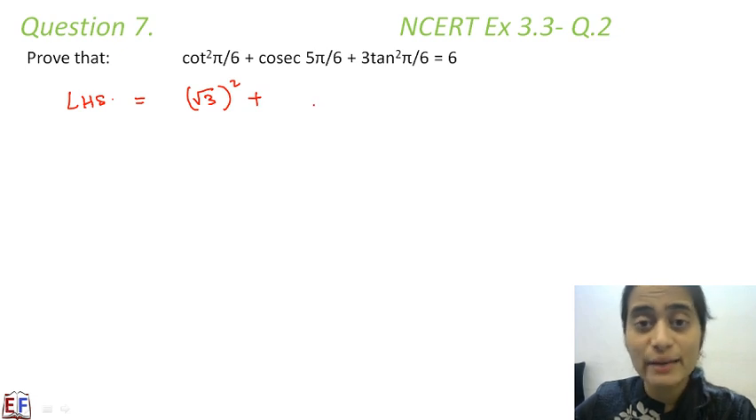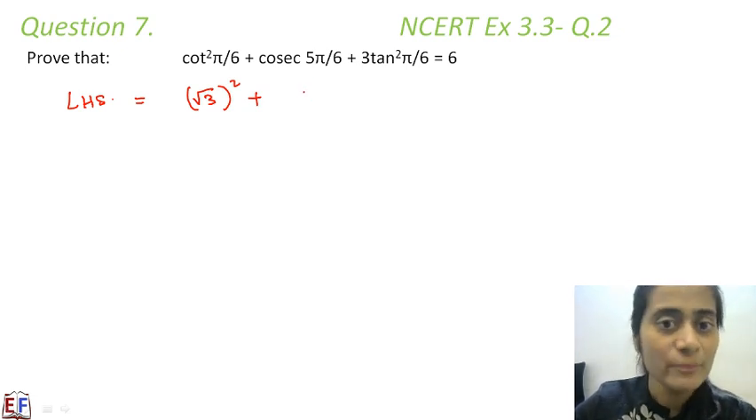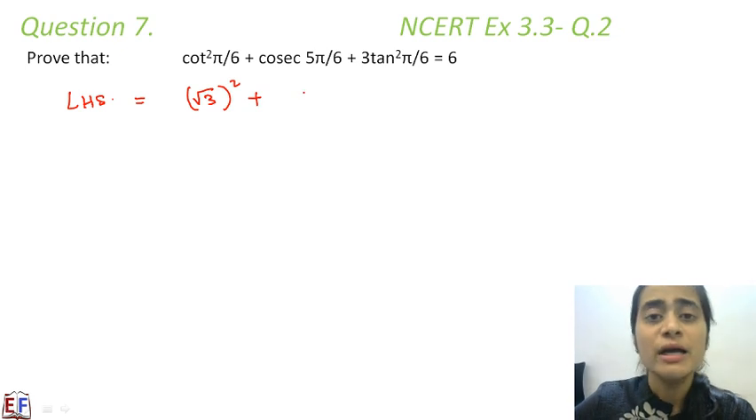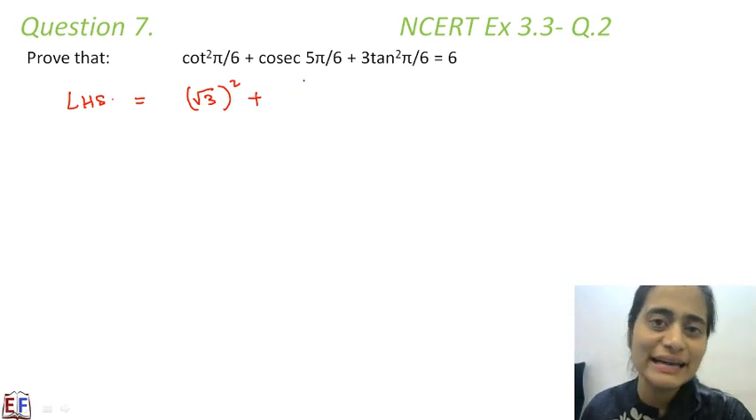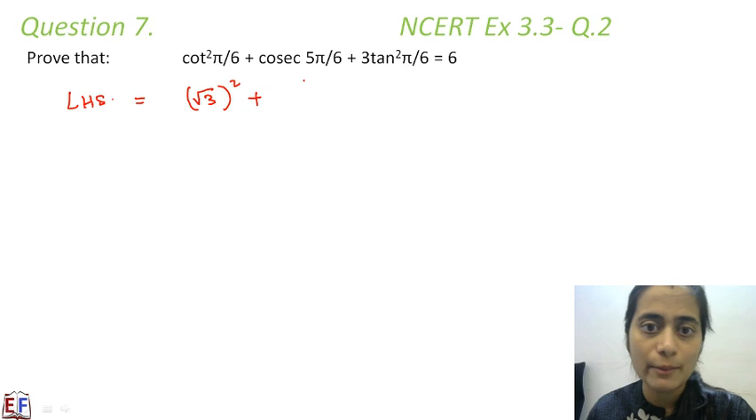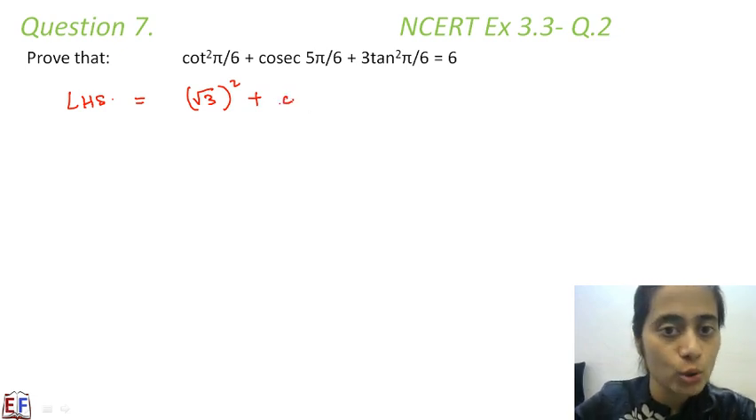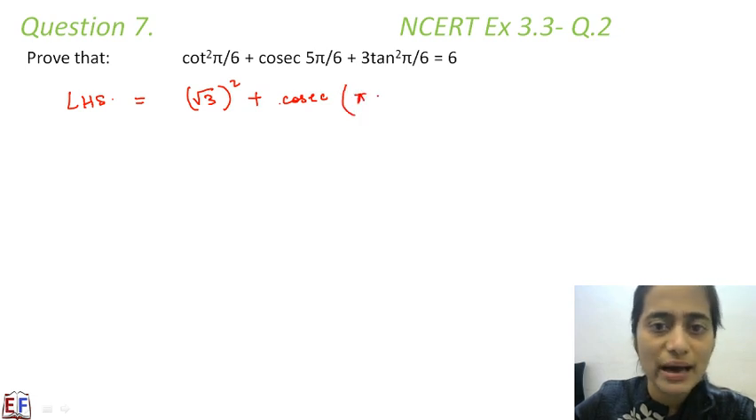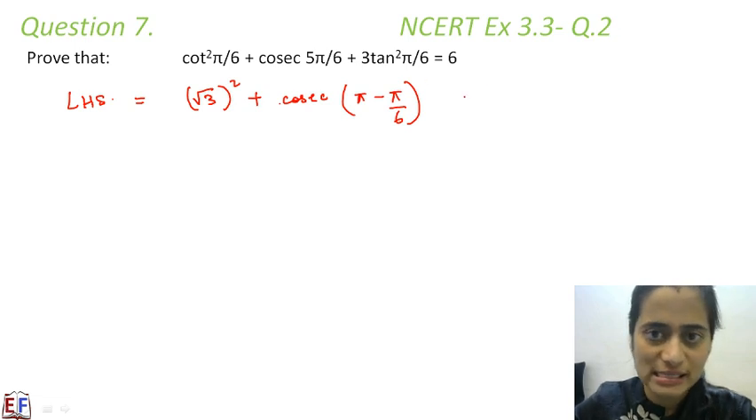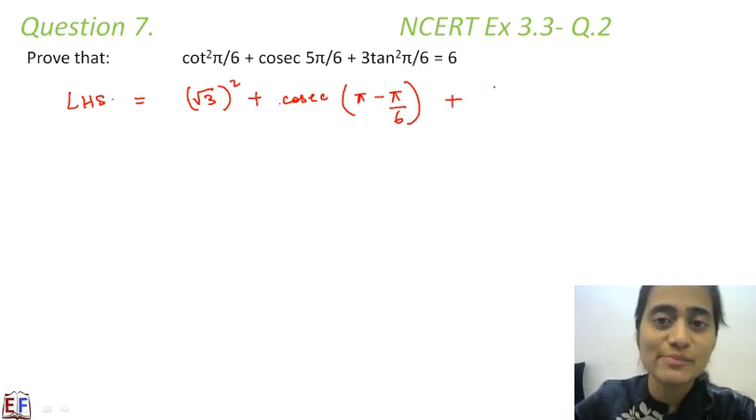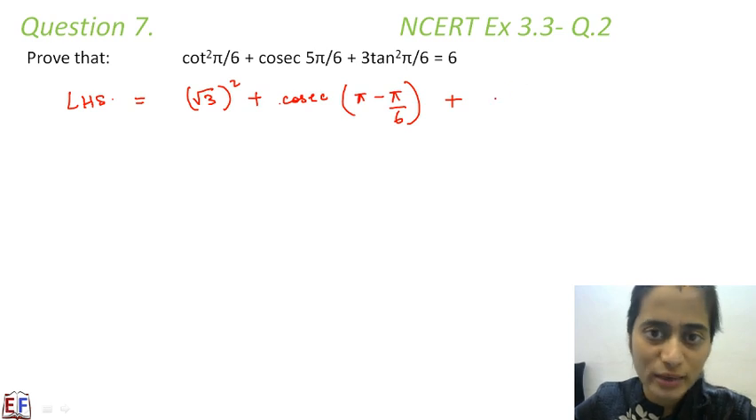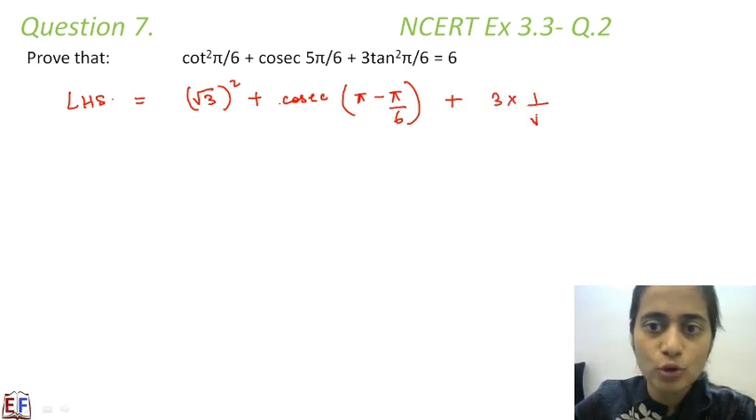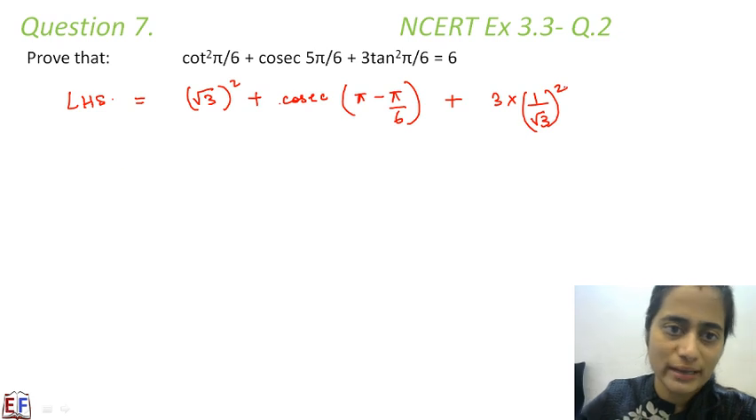Now the value of 5 pi by 6 we don't know directly, sorry, but what we will do is we will again try to write it in the form of pi minus theta, pi plus theta. So we see that very simply we can write it as cosec pi minus pi by 6, because pi minus pi by 6 is 5 pi by 6, plus tan pi by 6. Pi by 6 is 30 again, so tan 30 is 1 by root 3. So this is 3 into 1 by root 3 whole square, right? So root 3 whole square will be 3.